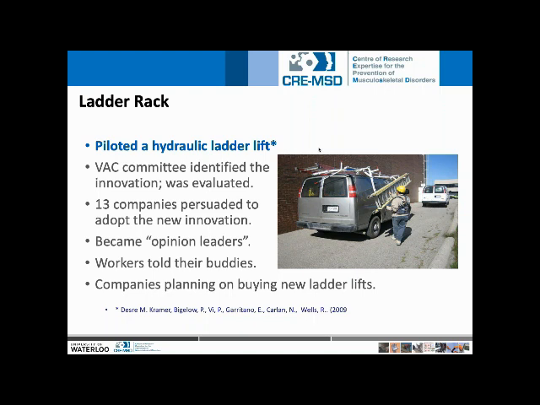And so we did some evaluations of it. Peter's the ergonomist. He worked with Richard Wells up here at the University of Waterloo and did a biomechanical assessment of the ladder lift, comparing it to the standard practice of lifting these ladders on top of the roof. There were significant reductions in a bunch of risk factors for MSDs, including spinal compression. So this actually works biomechanically in terms of potential for reducing MSDs in these workers.